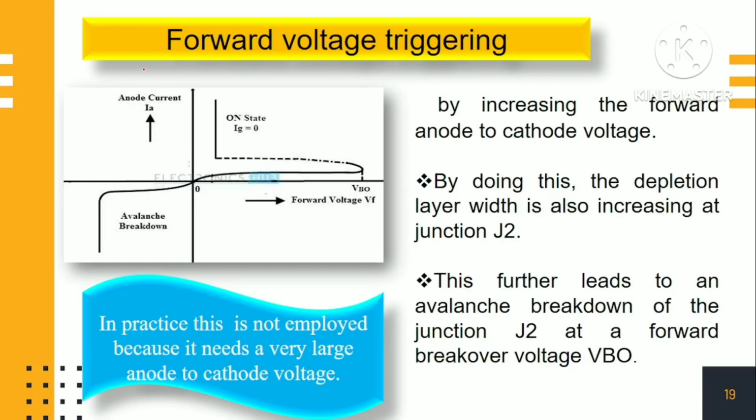The first method is called forward voltage triggering. It is a very fundamental method: just increasing the forward anode to cathode voltage by using some arrangement. When we keep on increasing the applied voltage, after some voltage the junction J2 breaks down. This is called the forward breakover method. It is not employed because we need a large anode to cathode voltage, so it is not advisable for practical applications.